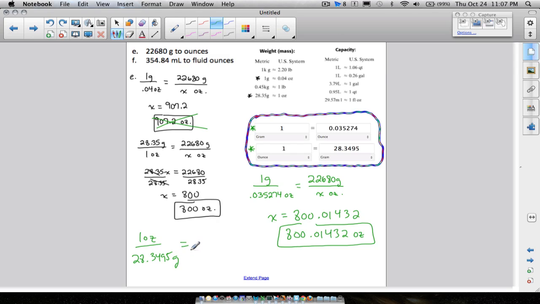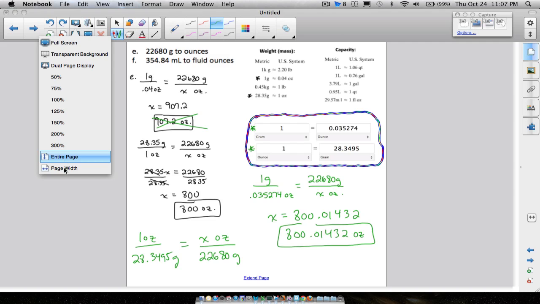So we're setting that equal to, well, we're trying to solve this problem still again. We're trying to convert to ounces. Notice I put ounces at the top. It does not matter. As long as I've got the ounces at the top and the grams at the bottom, this is still going to work out. So x ounces over 22,680 grams. Let's cross multiply, and let me make the screen bigger.